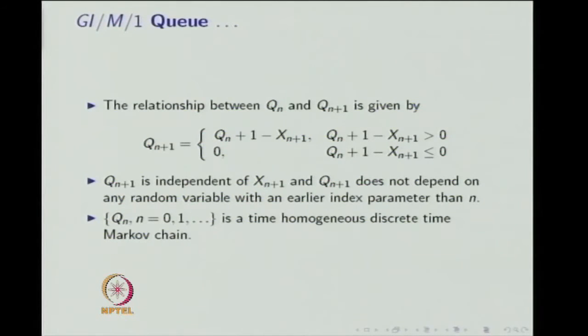therefore, Q_n for n equal to 0, 1, 2 and so on forms a time homogeneous process, meaning time invariant, and it also satisfies the Markov property. Therefore, this discrete time discrete state stochastic process is called a discrete time Markov chain, satisfying the time homogeneous property. Therefore, it is called the time homogeneous discrete time Markov chain.